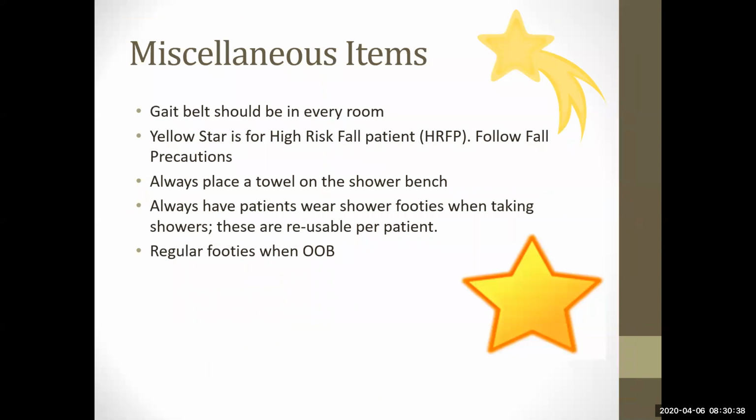Some miscellaneous items that you will find: a gait belt in every room, and that also applies to imaging services. Please use gait belts to help stand up your patient. It's safer for them and also safer for you. If you see a yellow star placed on the outside of a patient's room, on a magnet, that means that patient is at fall risk. They will also have a yellow arm bracelet that says fall risk.